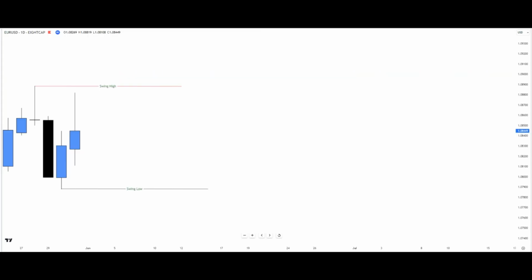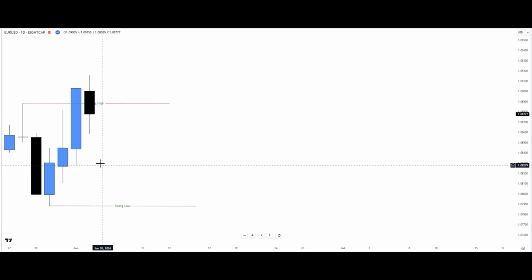So the first important level of liquidity we're going to be looking to identify is the swing high and the swing low. And right here on the chart on EUR/USD on the daily time frame, you can see we've already identified the swing high and the swing low. The swing high to the buy side and the swing low to the sell side. Let's see how price reaches for either one of these levels and how it reacts from it.